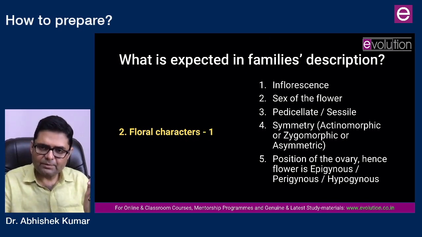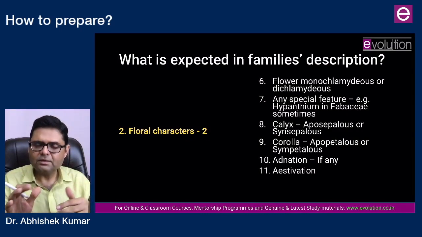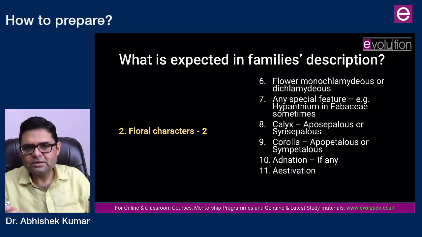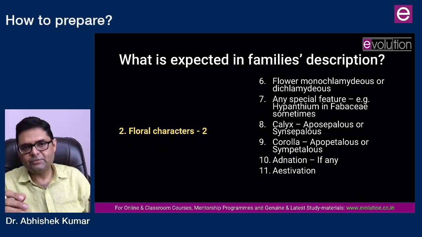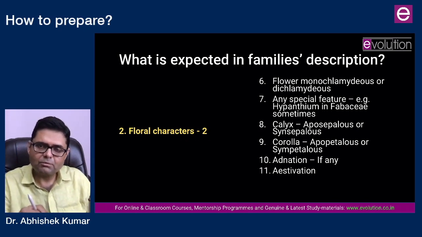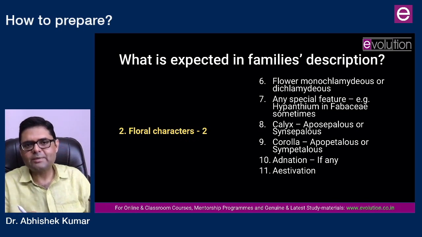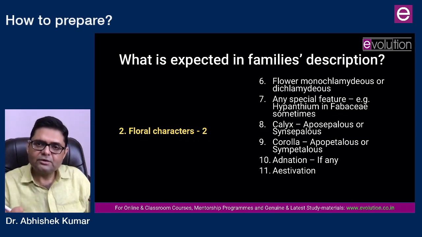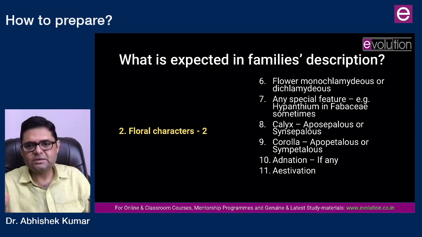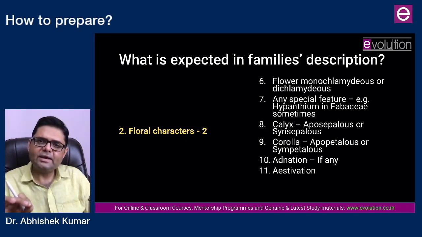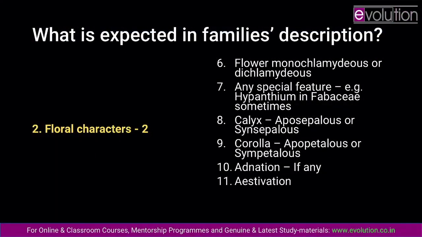These are the very basics of flower description. Then, is the flower monochlamydeous or dichlamydeous? This again is a term that you will learn when you are doing morphology. If the flower is monochlamydeous, it has one perianth whorl, and if it is dichlamydeous, then the perianth is properly differentiated into calyx and corolla. Then, does it have any special feature? As a special feature, I have mentioned, for example, the hypanthium in some members of Fabaceae.